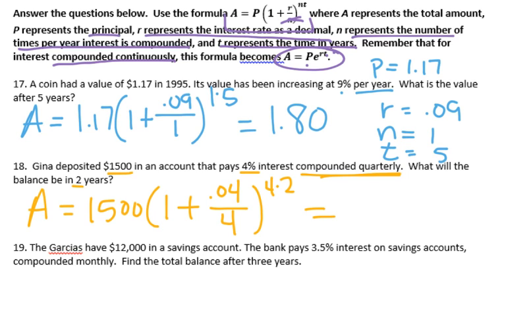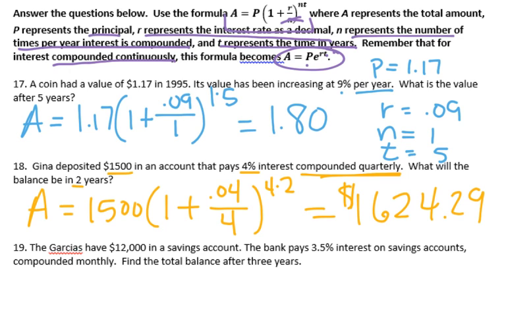Okay, so we type that into our calculator. We end up with 1,624.29, which is not bad. Made about 125 bucks.